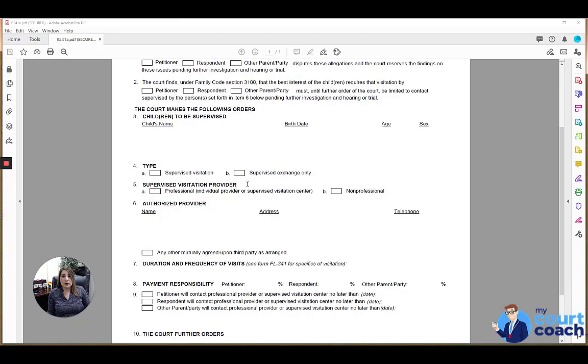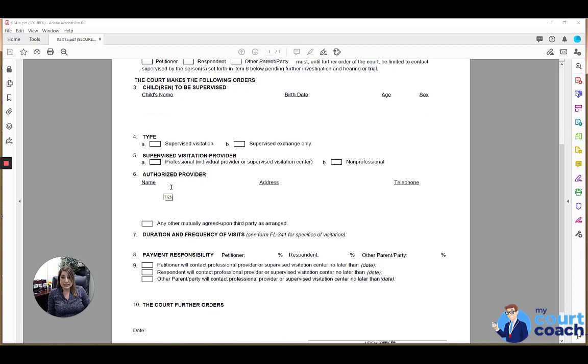If the court makes an order on who is to supervise the visits, then you would identify that in field 5. If it's a professional supervisor, someone that's getting paid to provide these services, then you would mark 5A. If it's non-professional, that's usually a third party that the parties can mutually agree upon, you would mark 5B.